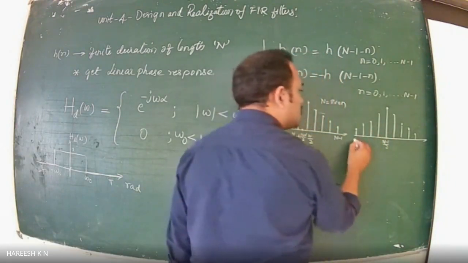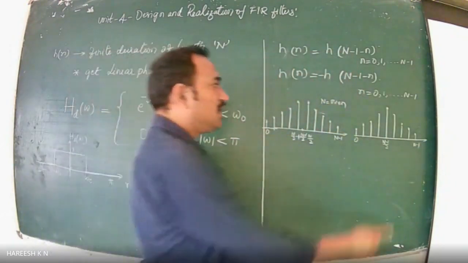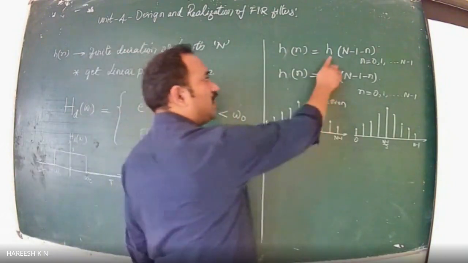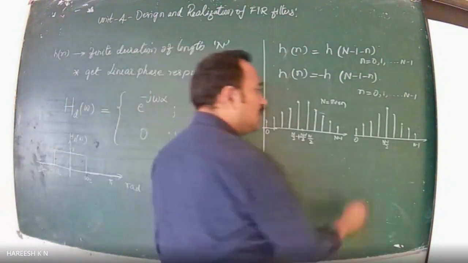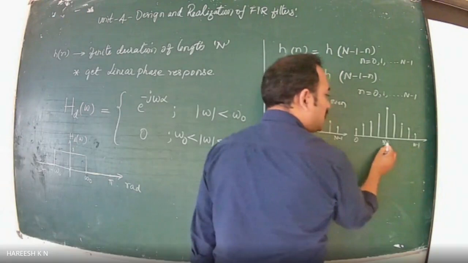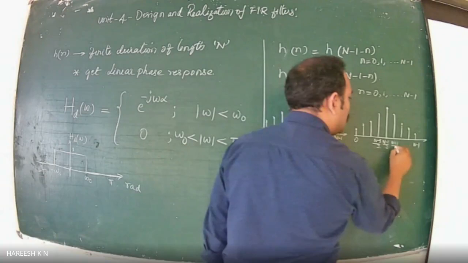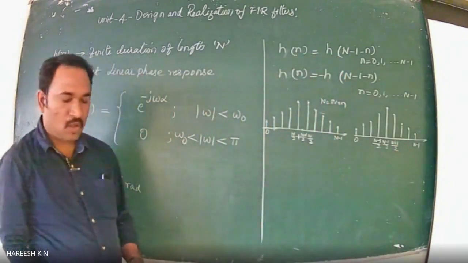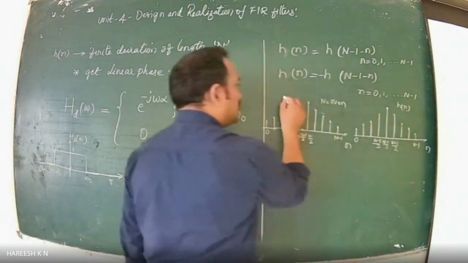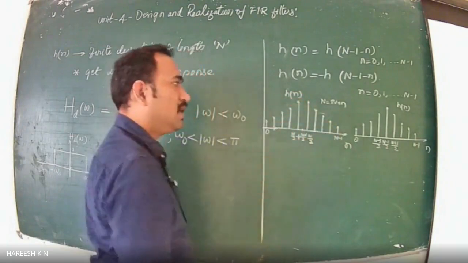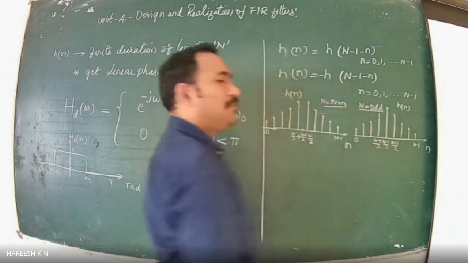Now, if this is the 0 sample and this is the (n minus 1)th sample, then the impulse response for the symmetric type is h of (n minus 1 minus n), where n is varying from 0 to n minus 1. It starts from 0 and ends at n minus 1. Its midpoint is (n minus 1) divided by 2, then (n minus 3) divided by 2, and this is (n plus 1) divided by 2. Right? Now, these are the sample locations where this is h of n, and this is also h of n for symmetric, for n equal to odd type of impulse response.